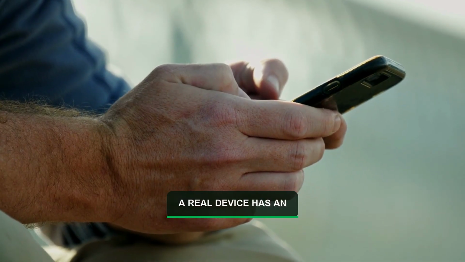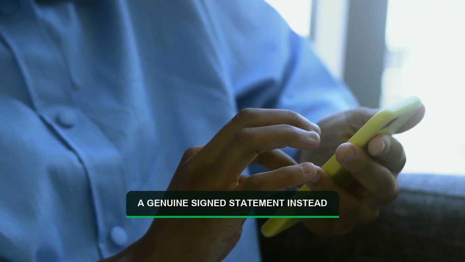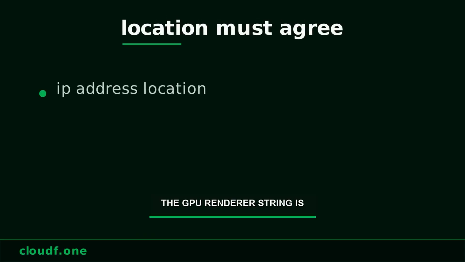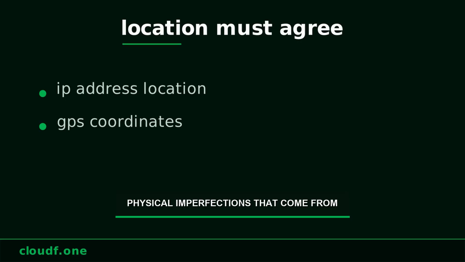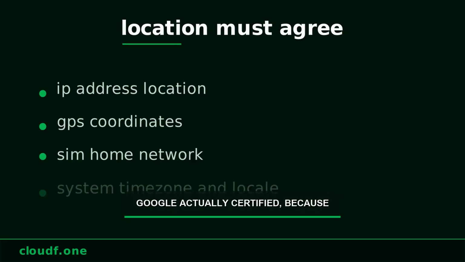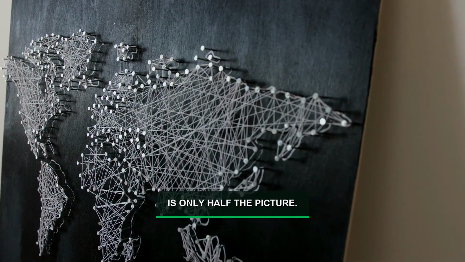A real device has an actual trusted execution environment, so attestation comes back as a genuine signed statement, instead of failing or dropping to a weaker tier. The GPU renderer string is whatever chipset is actually inside the device, because there's a real GPU driving the screen. Sensor data has the small physical imperfections that come from an accelerometer sitting in an actual enclosure, and the build fingerprint matches a device Google actually certified because that's the fingerprint it shipped with from the factory. That doesn't make every check disappear though. A device check is only half the picture.